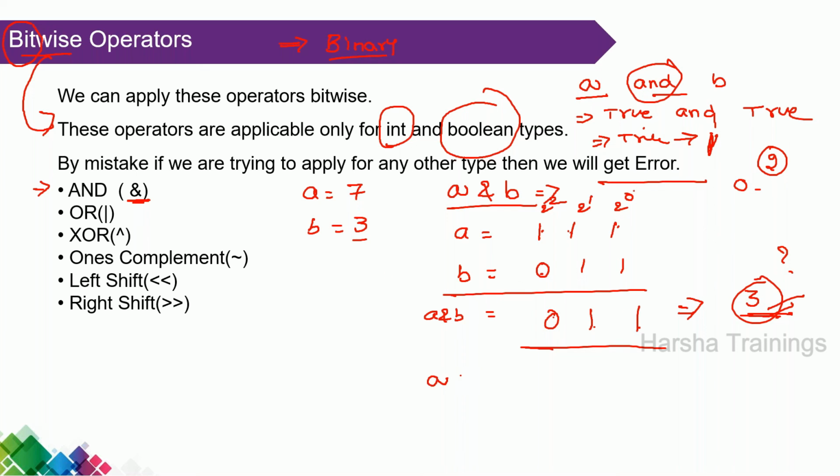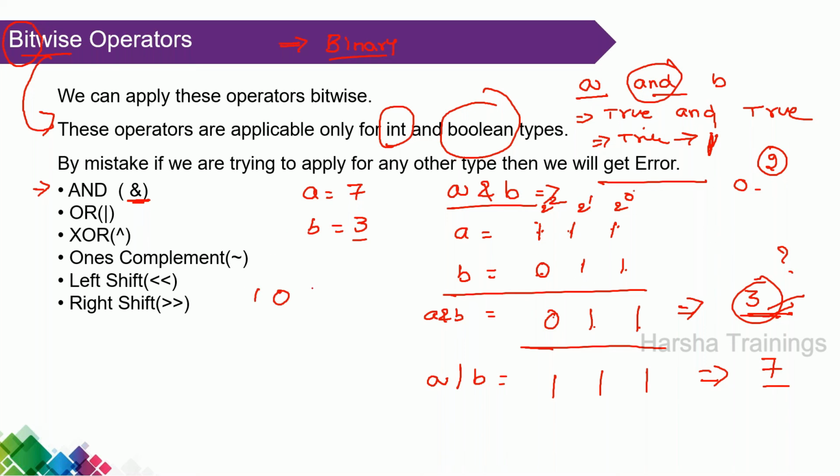Now A | B. How do you calculate A | B? If at least one is true, the result is true. First, 1 and 1, the answer is 1. 1 and 1, the answer is 1. 1, 0, the answer is 1 only. So if one is true, the answer is 1.